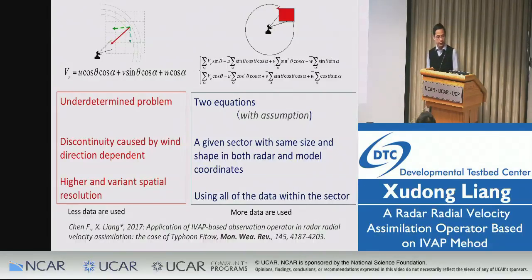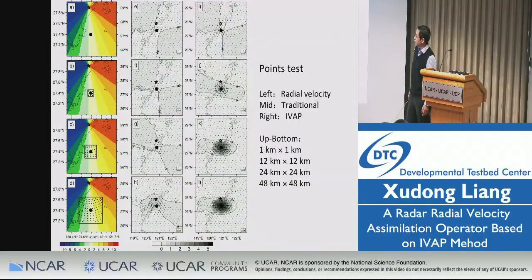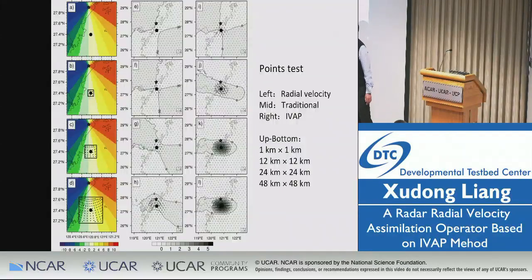Based on this method, we carried out an experiment. Firstly, I'd like to show an example using an idealized experiment. We are given a uniform westerly wind, the radar is here, and this is the observation of the radar. The wind is a uniform westerly wind, and the observations are the dots here. With the traditional observation, the radar observation is an outward motion, towards the south-southeast.